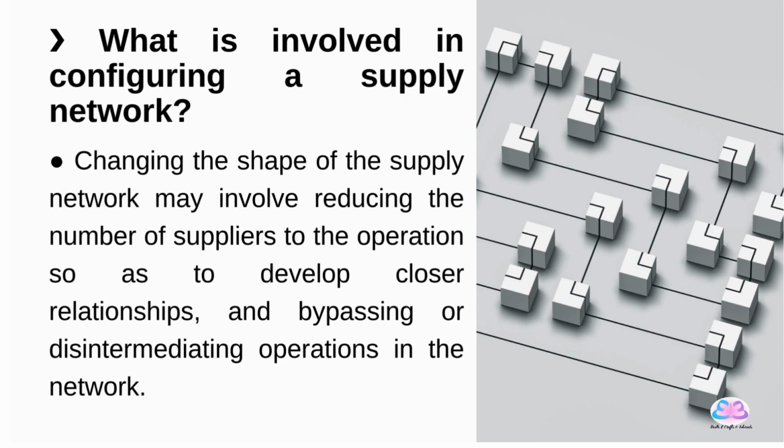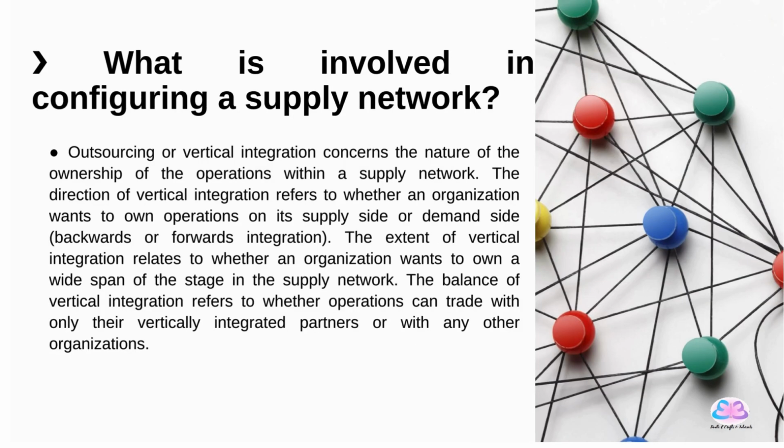It's changing the shape of the supply network, and may involve reducing the number of suppliers to the operation so as to develop closer relationships and bypassing or disintermediating operations in the network. Now, this is also another answer. Outsourcing or vertical integration concerns the nature of the ownership of the operations within a supply network.